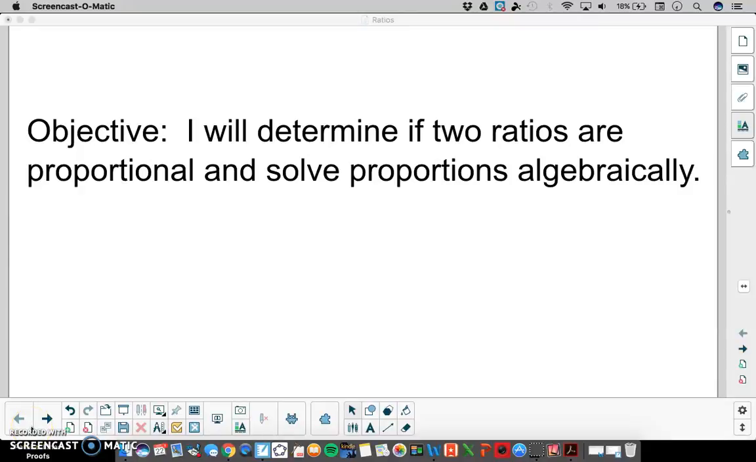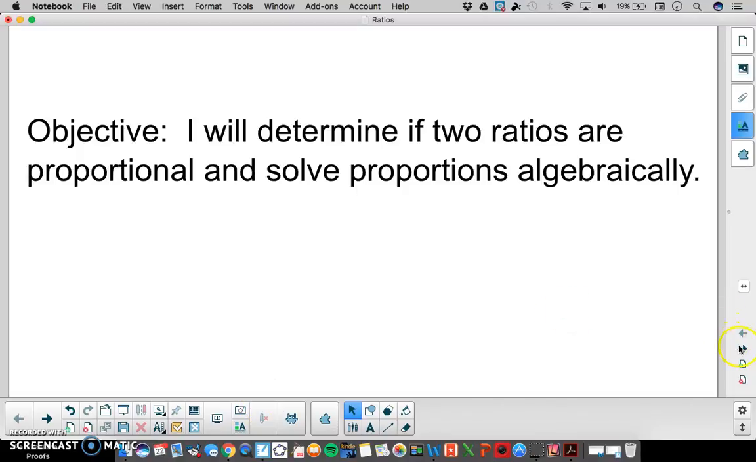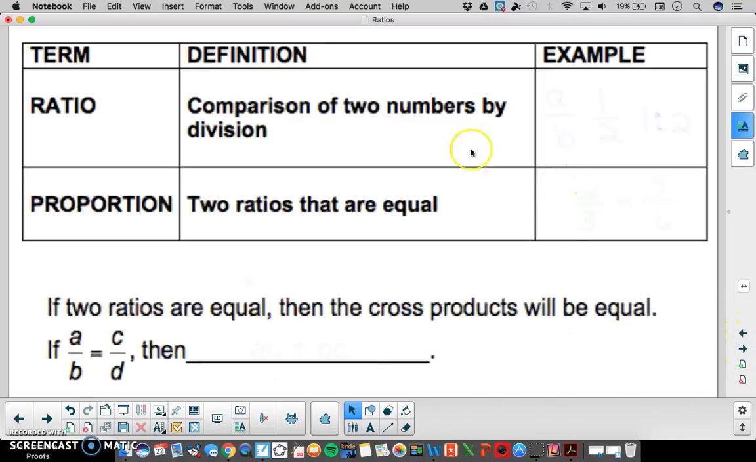In this video, we're going to determine if two ratios are proportional and solve proportions algebraically. So first we're going to determine what a ratio is. It's a comparison of two numbers by division, like A divided by B. A and B can be any number.